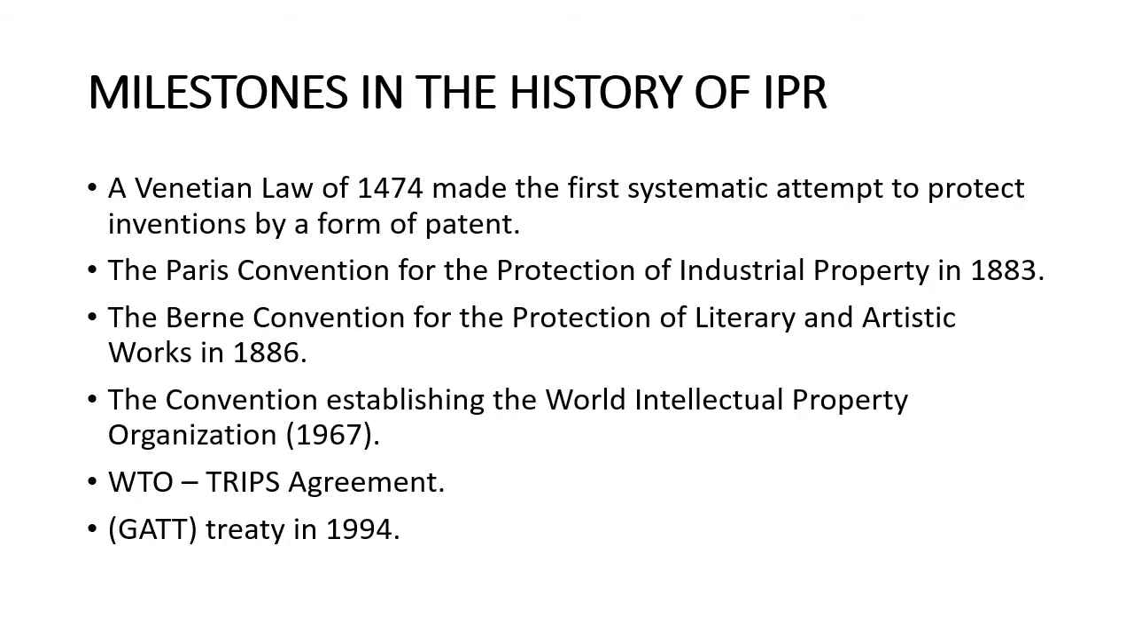Let us go through the milestones in the history of the intellectual property system. A Venetian law of 1474 made the first systematic attempt to protect inventions by a form of patent, which granted an exclusive right to an individual for the first time. So we can say that it was in Italy where the protection of intellectual property began.